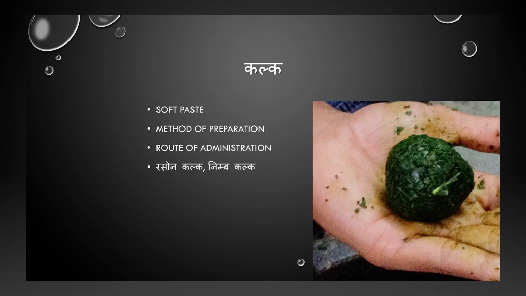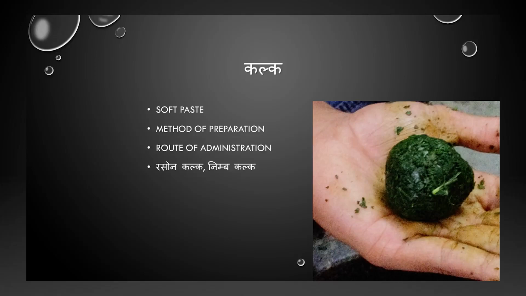Kalka is taken internally along with other juices, milk and cow urine, or with just hot water. Kalka is also applied externally for skin diseases, wounds and joints. Thus, it is used externally as well as internally.